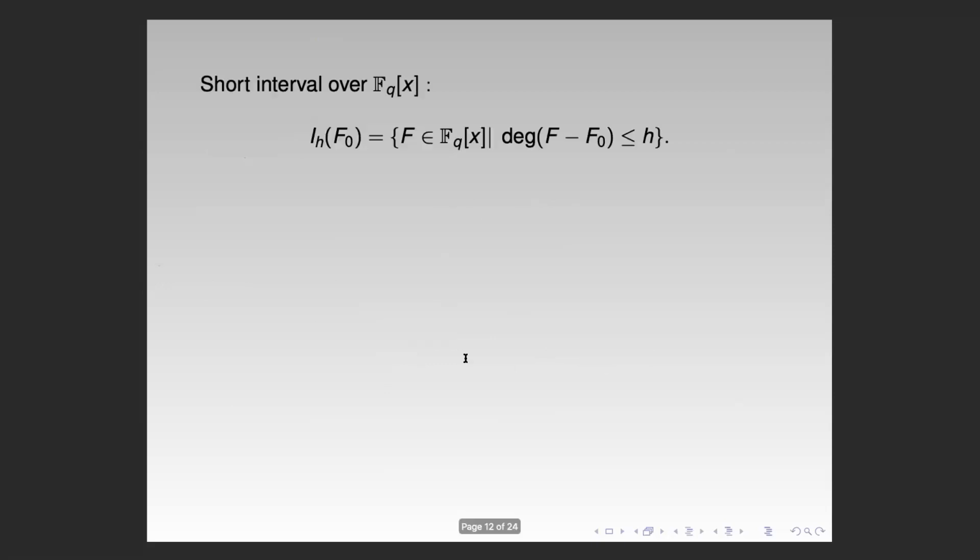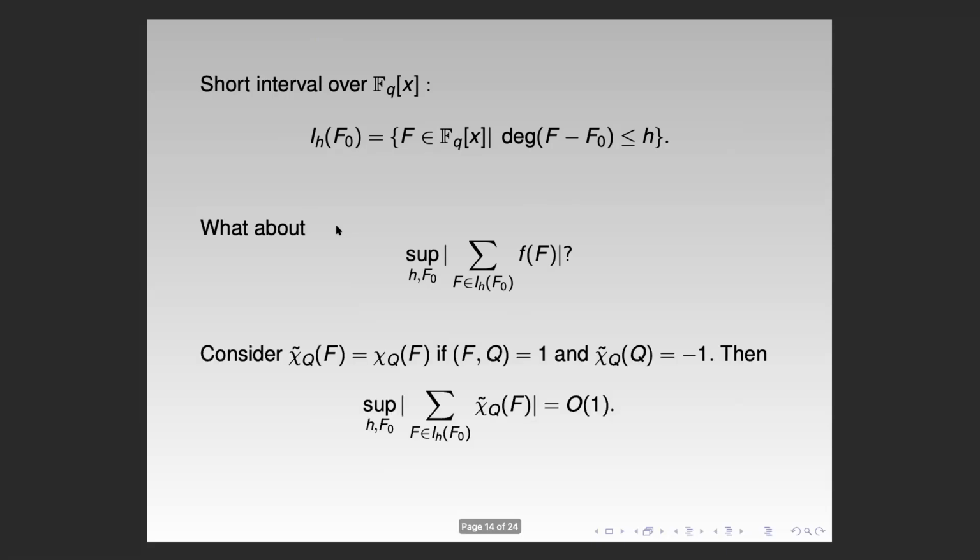But what is a short interval over the function field? Well, it is a very simple notion: for each polynomial f naught, we look at all polynomials that differ from this polynomial by at most h coordinates. And that's going to be an interval of length h. Right now we have many, many more short intervals, and we can hope to get a better understanding of the discrepancy. So the immediate question is, what about the short sum discrepancy of f?